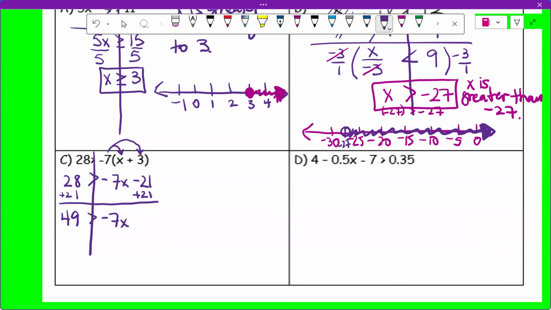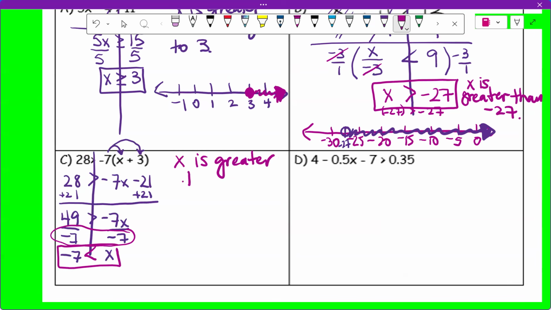You finish out this problem. What's the solution? Good job. We're going to divide both sides by -7. Do we need to flip the inequality symbol here? We do, because we divided by a negative. Very good. So we have x is greater than -7. Is -7 part of the solution set?